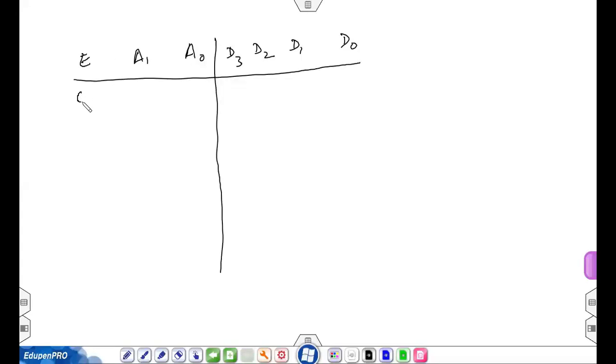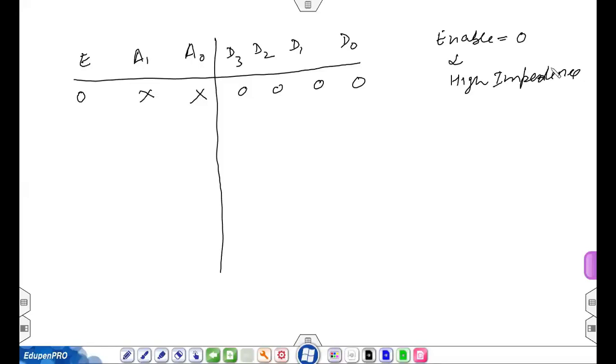What is the role of enable? If your enable is 0, then it does not matter what your inputs are; your output will be 0. Your circuit will go into a high impedance state. What is the meaning of high impedance? Your circuit will be disconnected, an open circuit, which means no output will appear. If enable is 0, no output will be on the decoder.